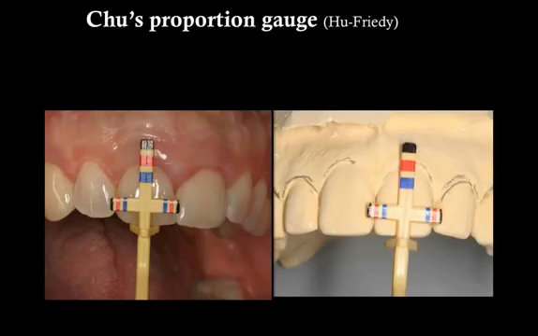It looks like a cross. It has a part that you place on the incisal edge of the tooth, and it has those blue, black, and red markings, and also the yellow markings in between. So if you're looking at a tooth and it extends between, let's say, those 2 red marks, it should be as long as the red top mark, and that would give you the ideal teeth proportion.